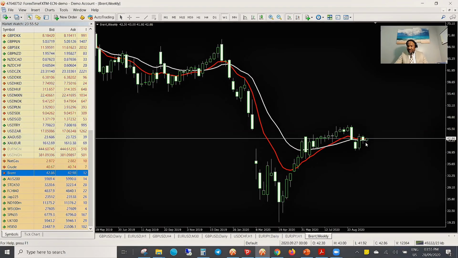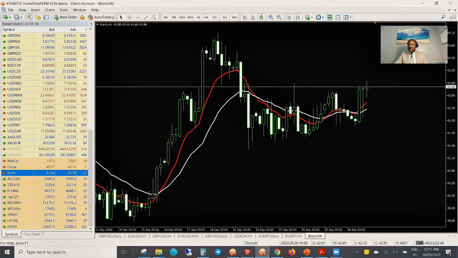So this crude oil now, this is a perfect example. This is an uptrend. Look at it on weekly chart. See crude oil, Brent. Now H4 is just crossing up. This is a perfect buy example.